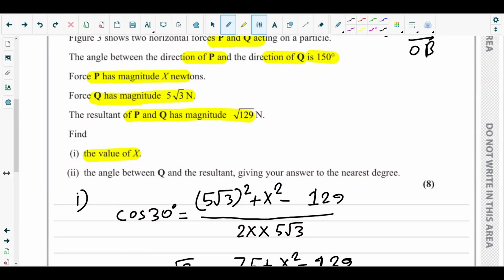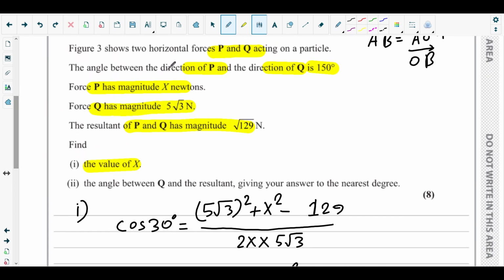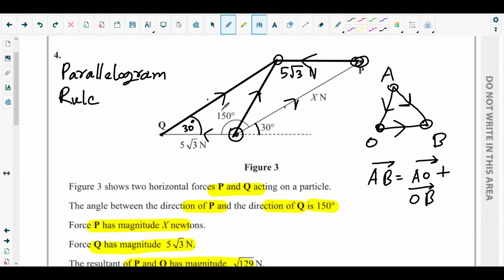Okay, let's see what they have asked in part 2 of this question number 4. We need to find the angle between Q and the resultant, giving your answer to the nearest degree. So we need to find out the angle between the resultant force and Q. The resultant force is square root of 129, this is the resultant force, and the force Q, this is the force Q. So we need to find out this angle. Basically this is the angle. So how can we find out this angle? Consider this angle as theta. We need to find out the value for theta.